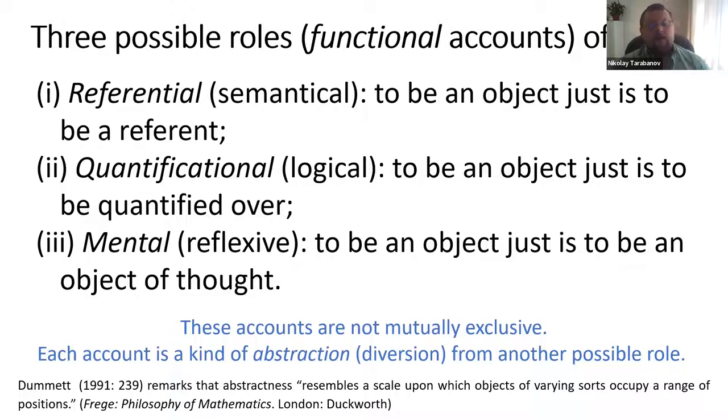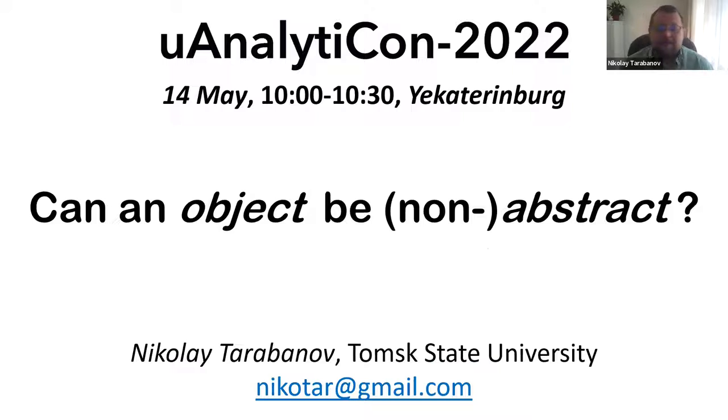I think that Dummett's remark about abstractness resembles the scale upon which objects of our thoughts occupy a range of positions. It's a very short report, I guess. So if you have any questions, please.